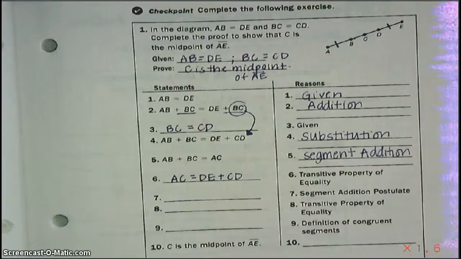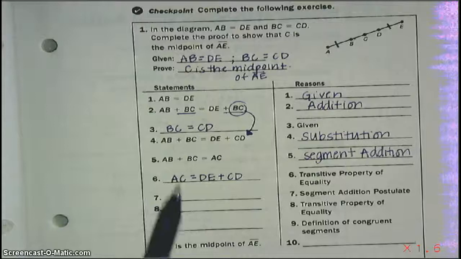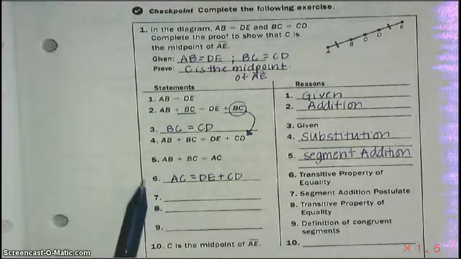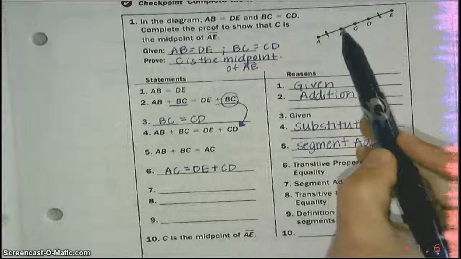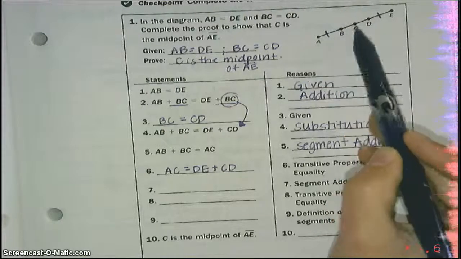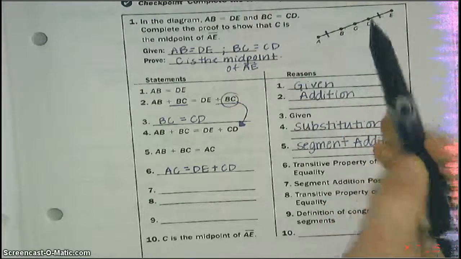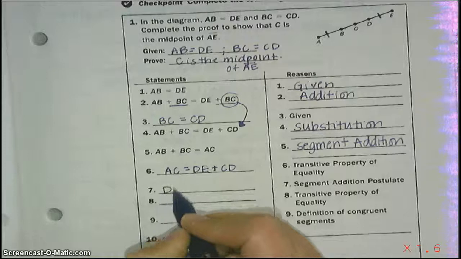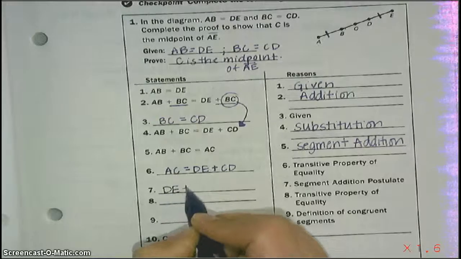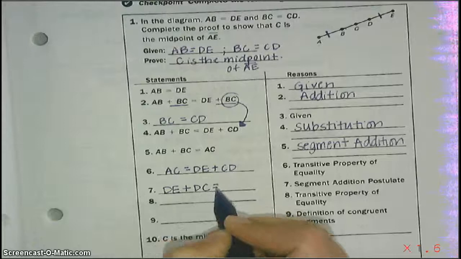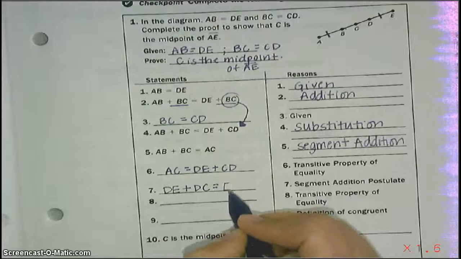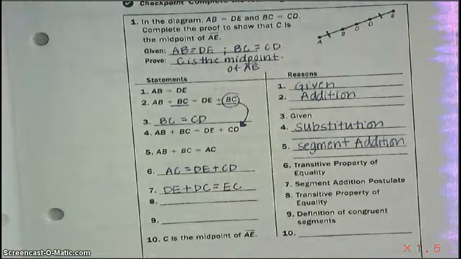So then we also probably need to talk about some sort of segment addition property, and I'm going to use letter 5 to help me out. So we already said that AB plus BC is equal to AC. I bet we need to do that on this side as well. So DE plus CD, or DC, is equal to EC because of segment addition.